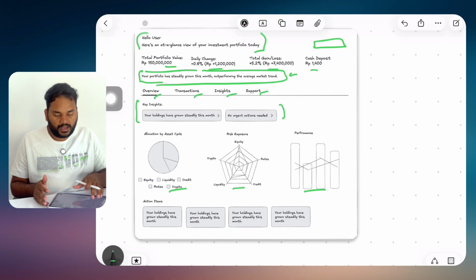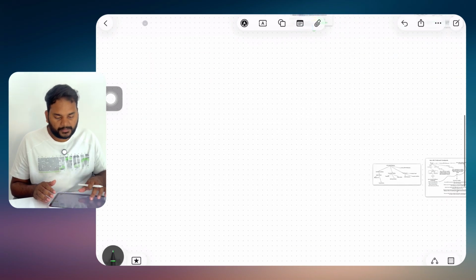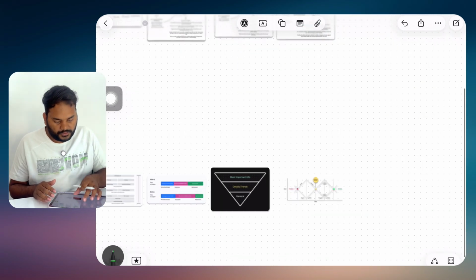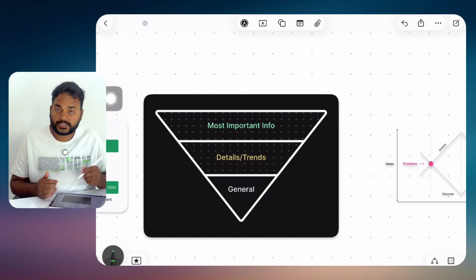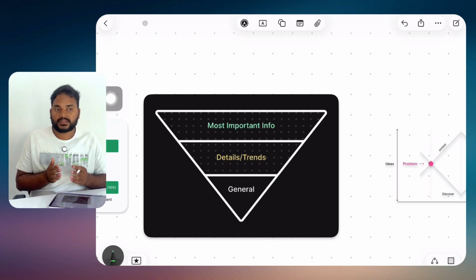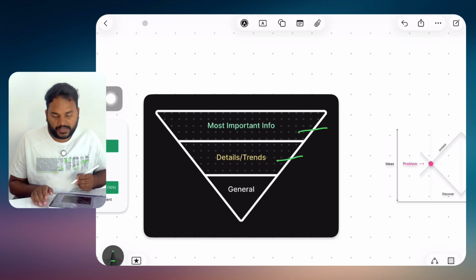You might be thinking how this particular wireframe is built. That depends on the inverted pyramid structure that I follow. I will show you that. Whenever you're designing a dashboard, you need to focus on this particular inverted pyramid. At first, you need to show the most important information. That's why the user comes onto the platform, to know the most important thing. Next is details, like what is happening.